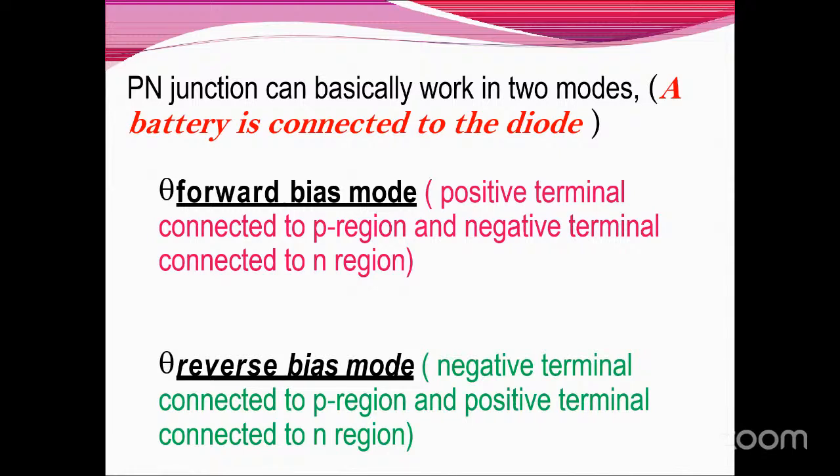When the positive terminal of the battery is connected to P and the negative terminal to N, it is forward bias. What about reverse? The negative terminal of the battery is connected to P and the positive terminal is connected to N, which is reverse bias. In forward bias, repulsion takes place and the width of the depletion layer is reduced. In reverse bias, the depletion layer width increases, and there is no conductivity.